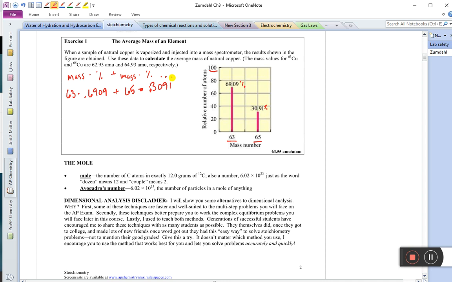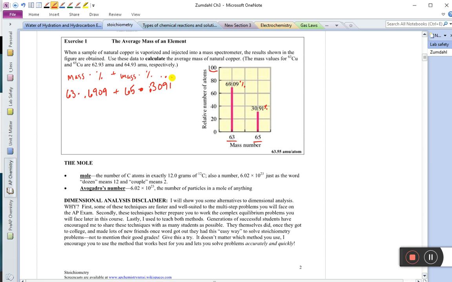Before you even do the math in your calculator, which you're free to do here in a second, take a look at your numbers. We've got 63, a mass of 63 with almost a 70% abundance, and a mass of 65 with a 30% abundance. So if you think about it, think about what your number should be closer to.